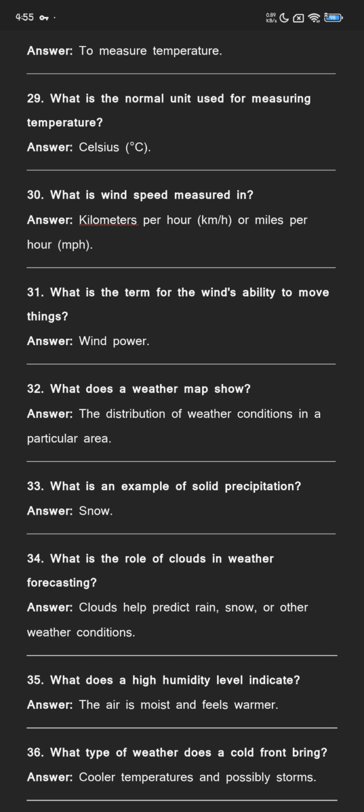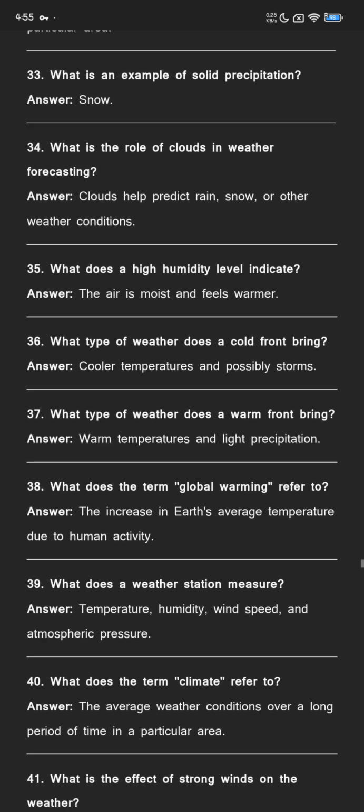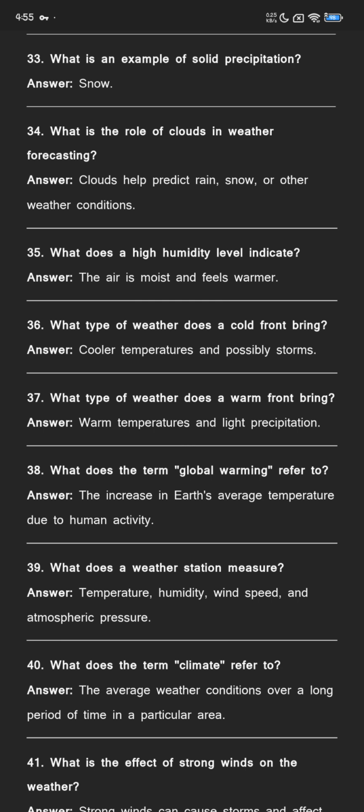What is the role of clouds in weather forecasting? Clouds help predict rain, snow, or other weather conditions. What does a high humidity level indicate? The air is moist and feels warmer. What type of weather does a cold front bring? Cooler temperatures and possibly storms. What type of weather does a warm front bring? Warm temperatures and light precipitation.